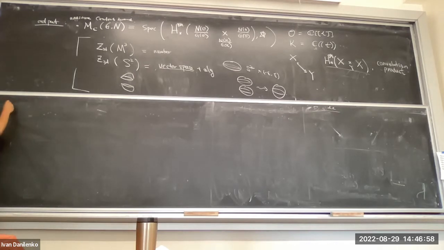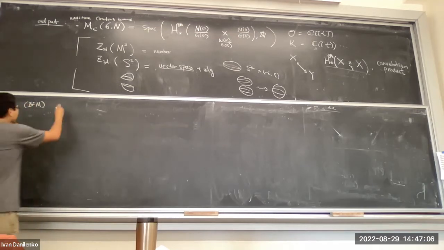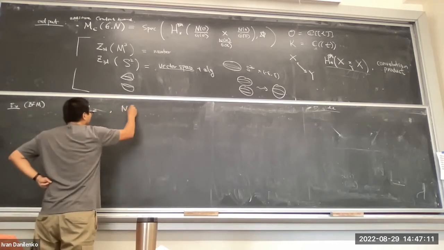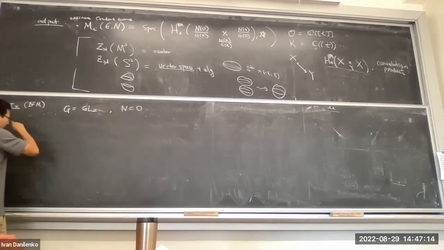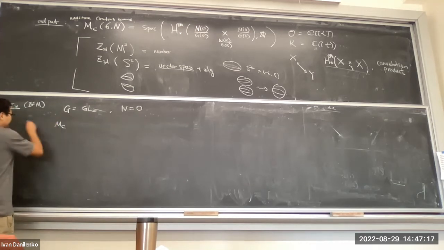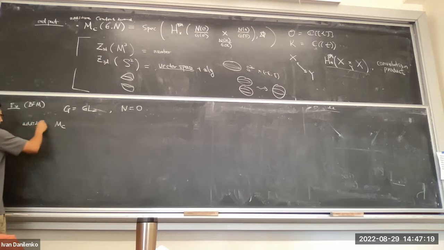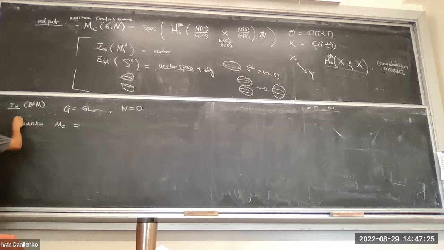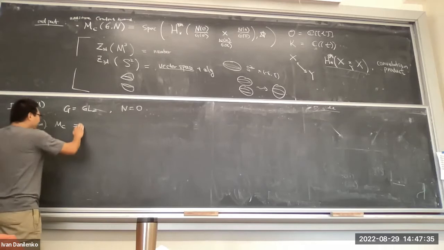So let me just give you some examples. G equals GL2 and N equals 0. The additive one being for the 3-dimensional gauge theory. Sorry, for the 3-dimensional gauge theory, not 4-dimensional gauge theory.